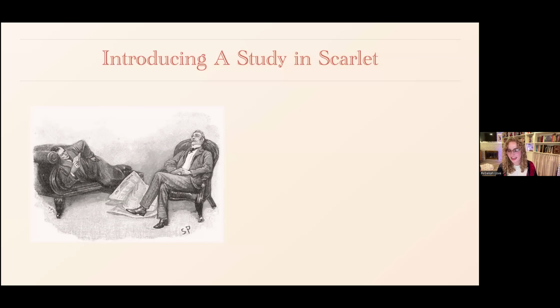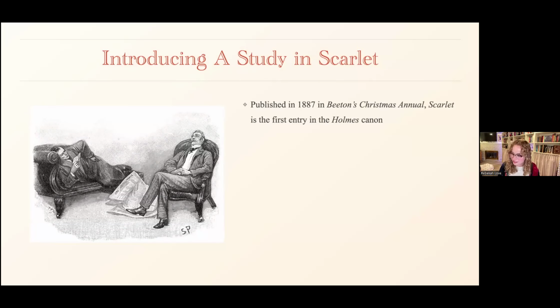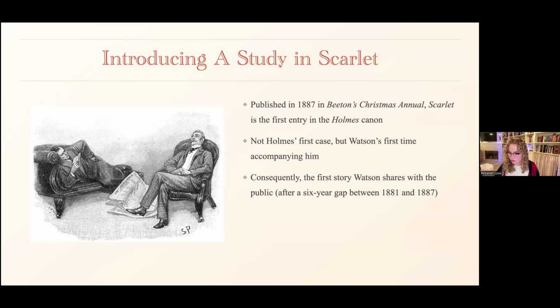So I'm assuming most of us have at least a passing familiarity with A Study in Scarlet, but just to make sure we're all on the same page, A Study in Scarlet, written by Sir Arthur Conan Doyle, was published in 1887 in Beeton's Christmas Annual and is the first entry in the Holmes canon. It is not Holmes's first case, but it is Watson's first time accompanying him, and is consequently also the first entry Watson publishes after a 6-year delay between 1881 and 1887. Put a pin in that, it will be important later.